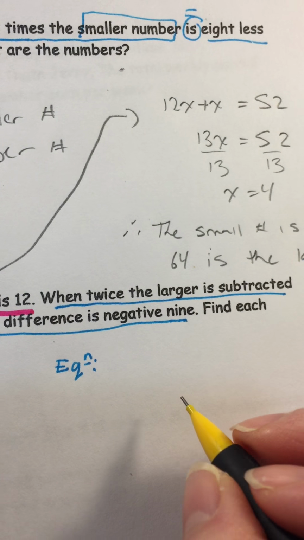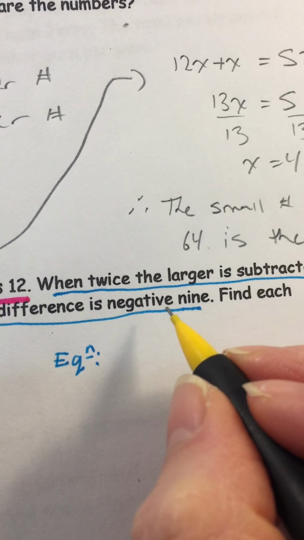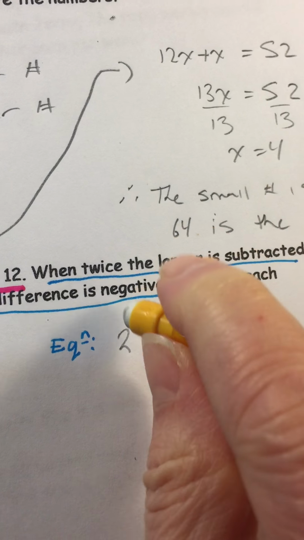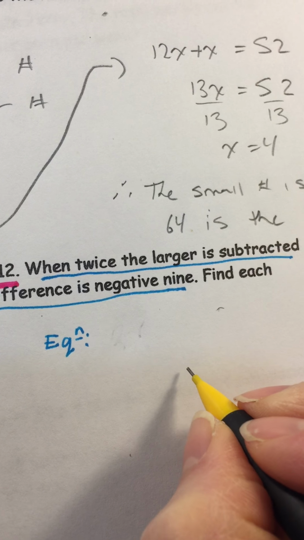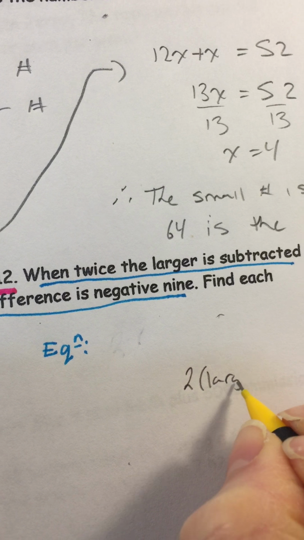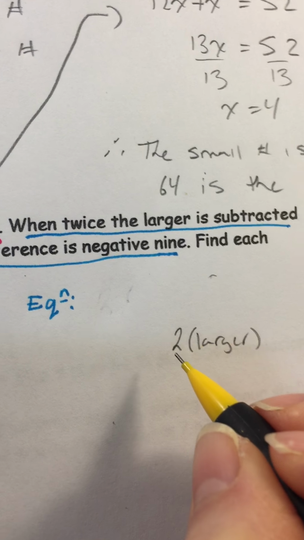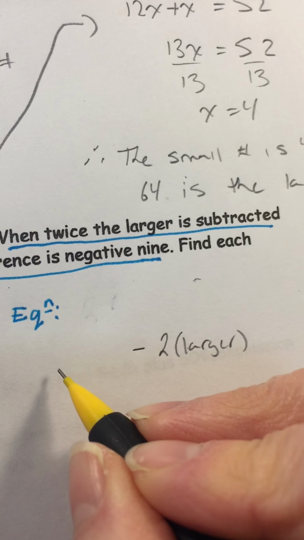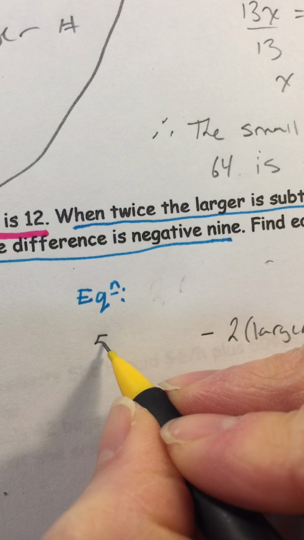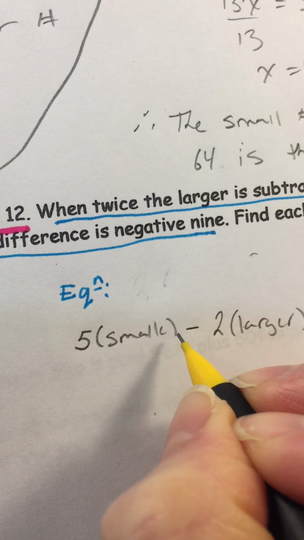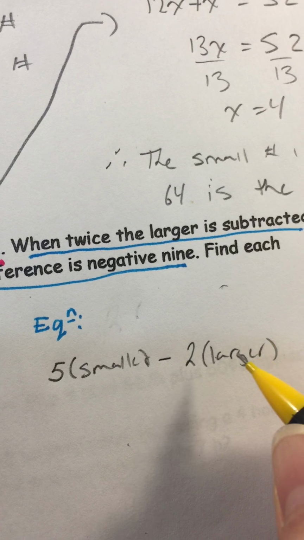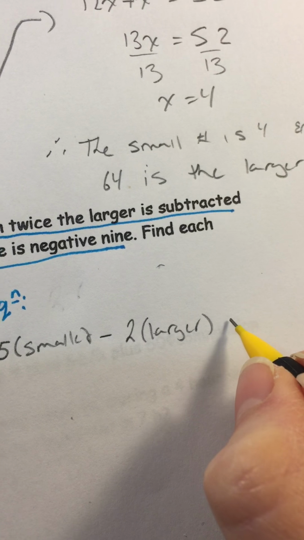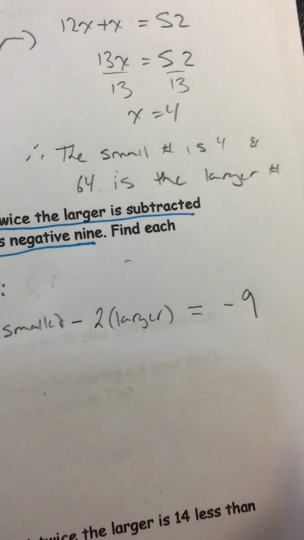So let's try that. Oh, I haven't done that one. Okay. Twice the larger. Twice. Oopsie, nope. Twice the larger is subtracted from. So this is the part that's being removed. Twice the larger. I'm going to subtract it from something. Subtracted from 5 times the smaller. Okay, so when I do that, I'm creating a difference, right? I'm subtracting two things. The difference is -9. So that's what I'm creating, a difference of -9.